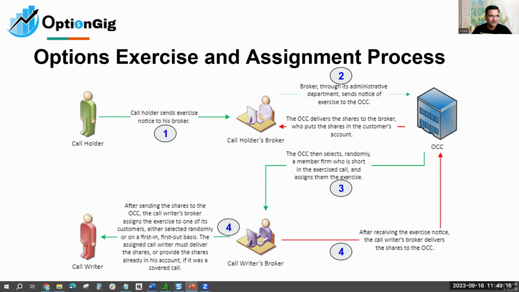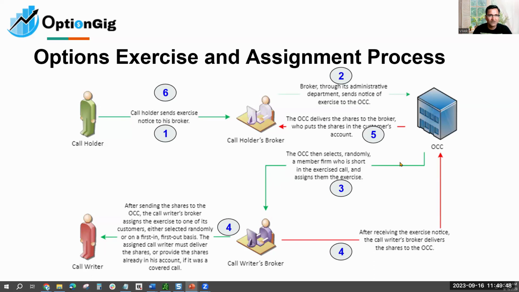Now, after the call writer has been assigned, the broker will get 100 shares from whoever has sold the call. And if that person did not have the shares, the account will end up short 100 shares and send a notice to OCC, hey, we got the shares. Those shares will end up eventually through my broker, and those shares will come into my account. So come Monday, I will see those shares in my account.